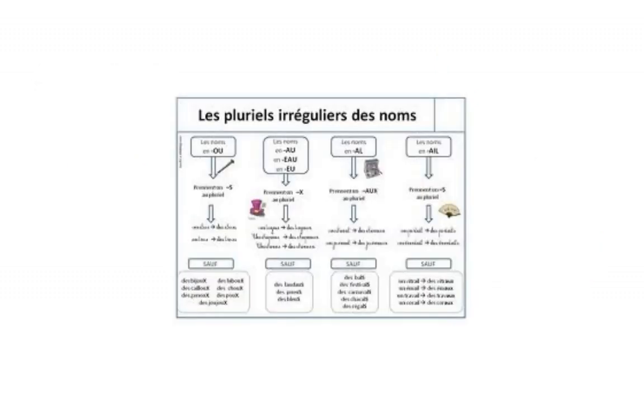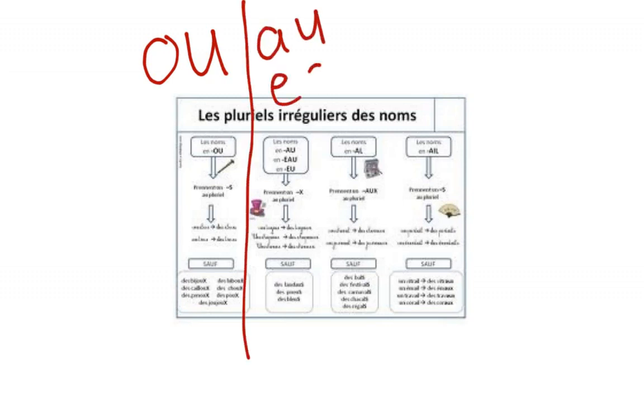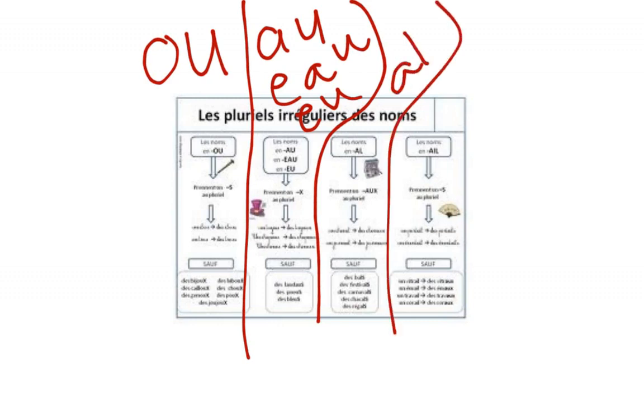Now, here is a little chart, and it's not really clear or easy to read, but you can see that it has some topics here. So the first one is words that end in OU, and then the second one is AU, EAU, or EU, right there. Here's words that end in AL and words that end in AIL. So in the singular, you have these endings to words: OU, AU, EAU, EU, AL, and AIL. These are words that usually have an irregular ending.